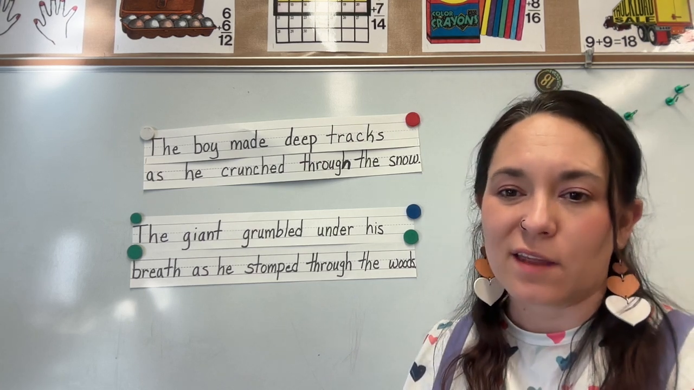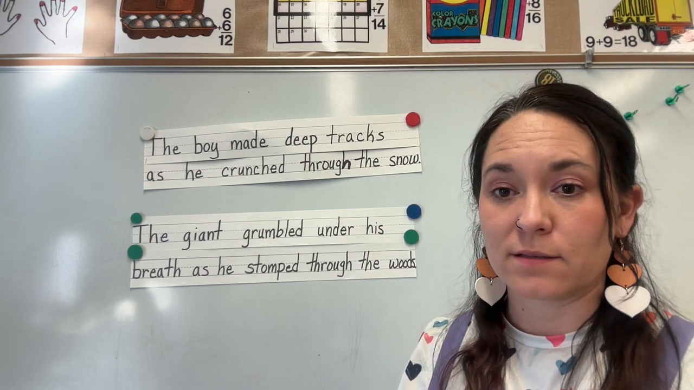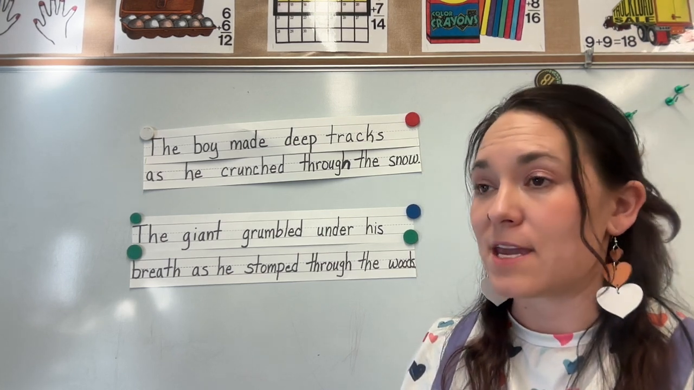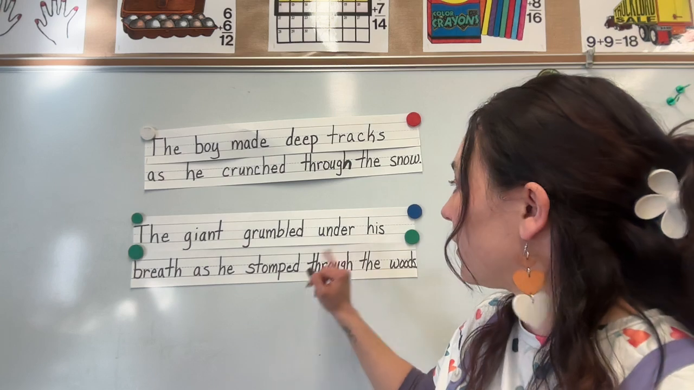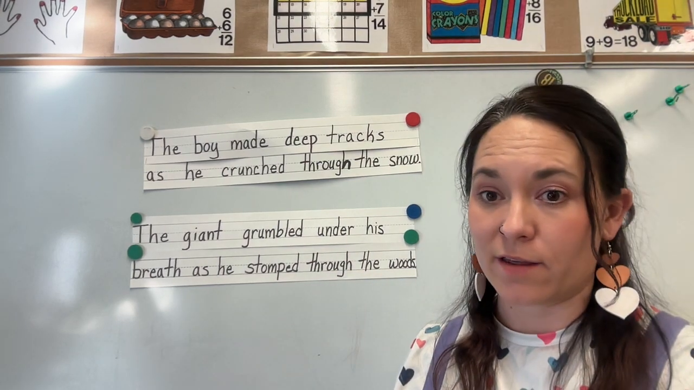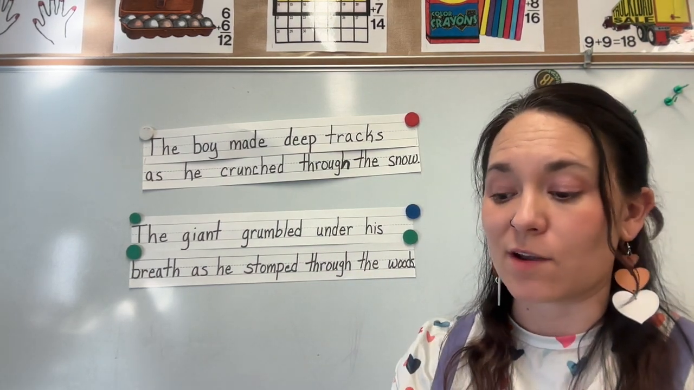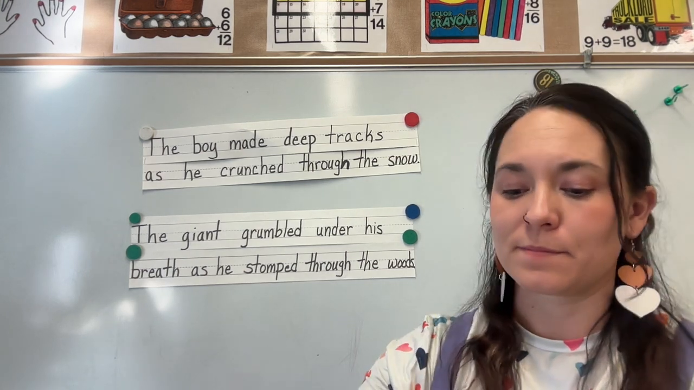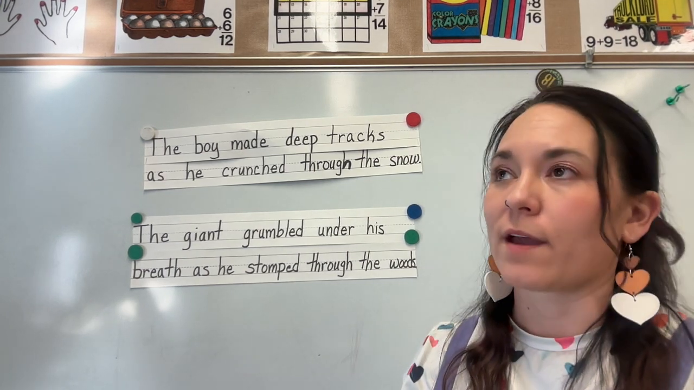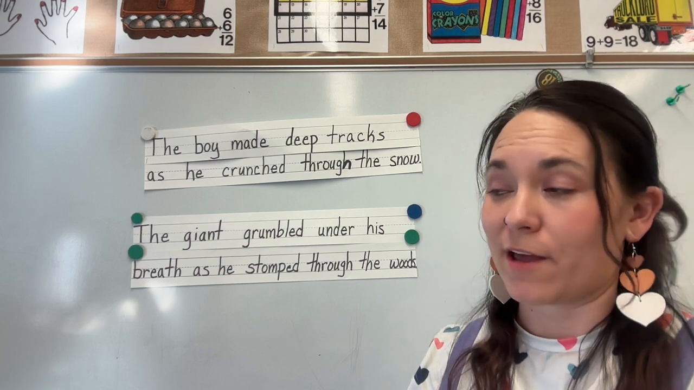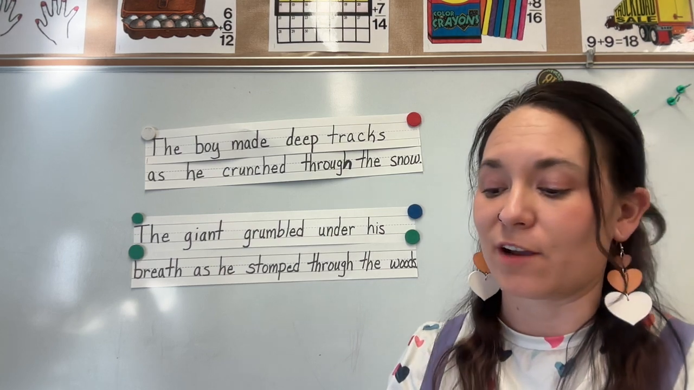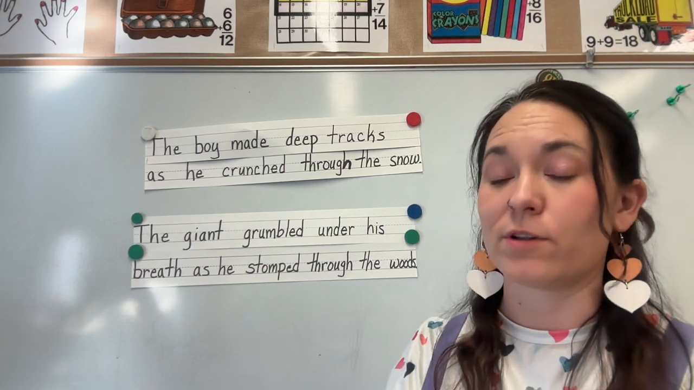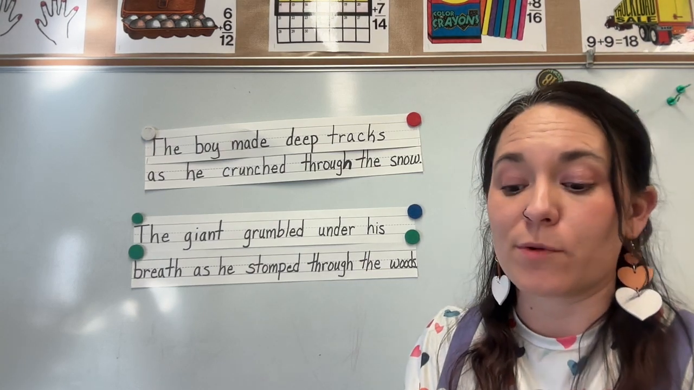Do you think that the giant is happy or upset? Right, he would be upset. Do you think that he's talking loudly or quietly if we look at he grumbled under his breath? Yeah, he's probably talking quietly. When you talk under your breath as you grumble, you're doing it in a grouchy way, and he's annoyed. Maybe he's annoyed because he's going through the woods. Maybe he stepped on a sharp rock.